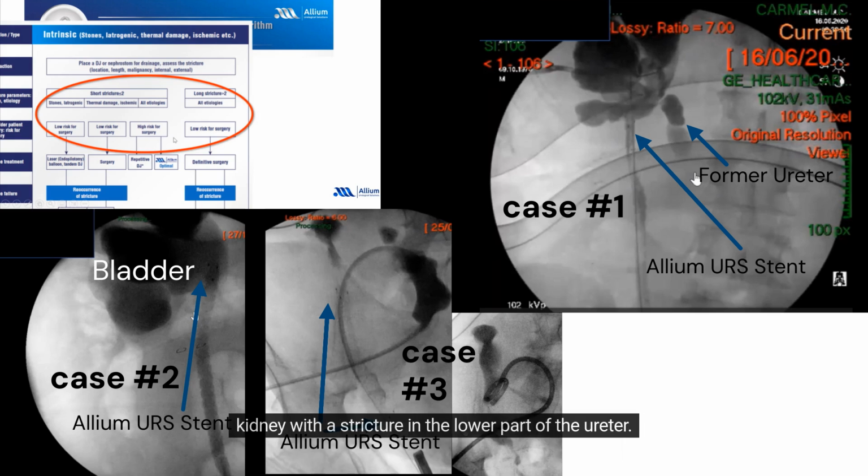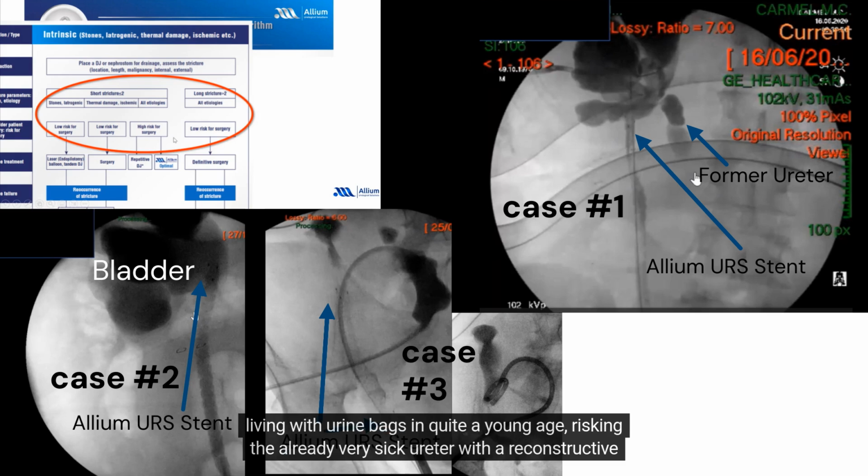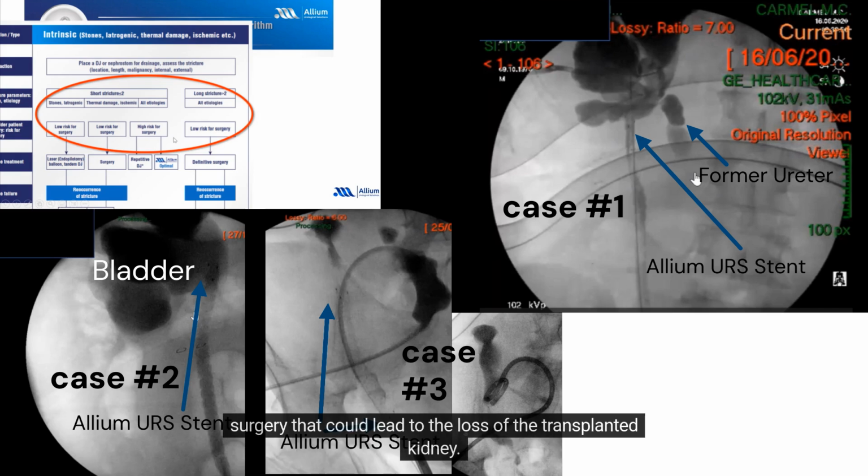In the middle image, case number 3, is a third benign case of a 67-year-old patient with a transplanted kidney with a stricture in the lower part of the ureter. The patient had chronic kidney disease, so the patient either needed to find a kidney, which is a rare commodity, live with urine bags at quite a young age, or risk the already very sick ureter with a reconstructive surgery that could lead to the loss of the transplanted kidney. An impressive patency in drainage was achieved immediately by Allium.